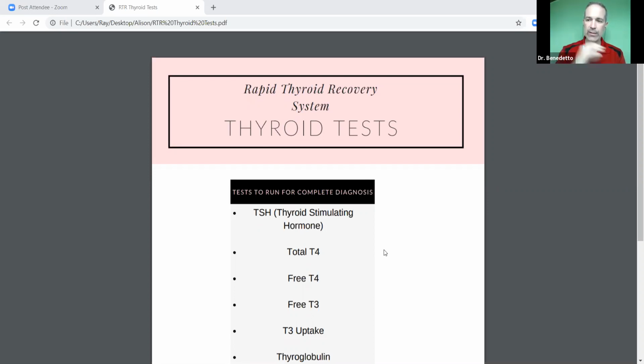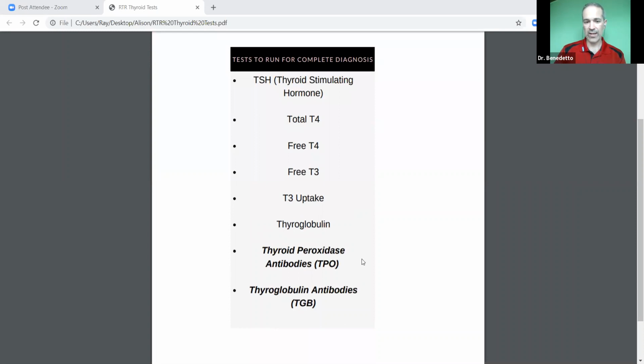I need a complete diagnosis. I need all these tests run so that I know what the problem is and we know how best to attack it, okay? So like I was talking about on these last two tests here, there's antibodies 90% of the time. There's one cause. Stay tuned. That's going to be on the next video. We are going to go over that tomorrow.